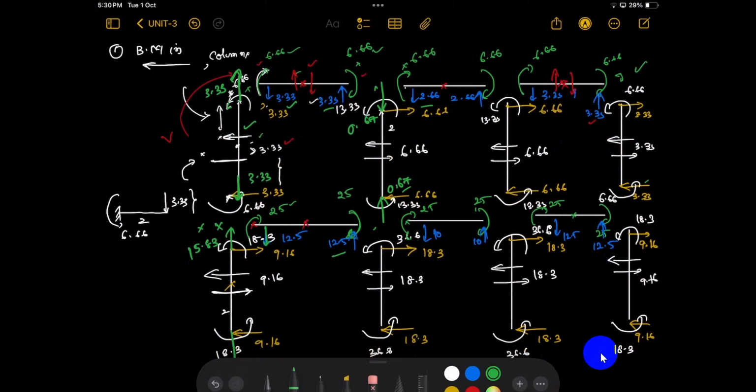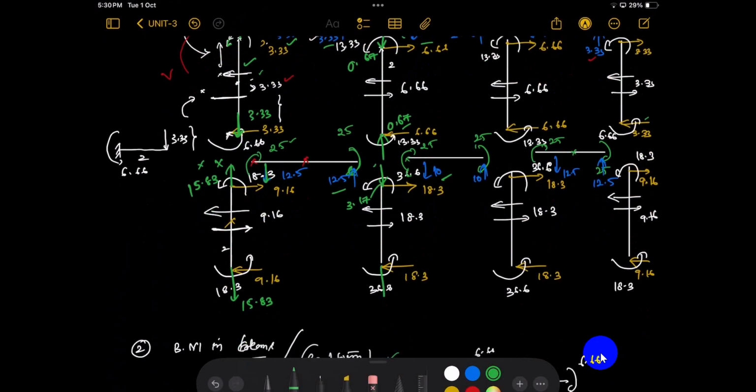So for joint equilibrium, you see this is 12.5 upwards, 0.67 upwards. This 10 is downwards. So the bottom is how much? 3.17. So this must be 3.17. The total column is in equilibrium.